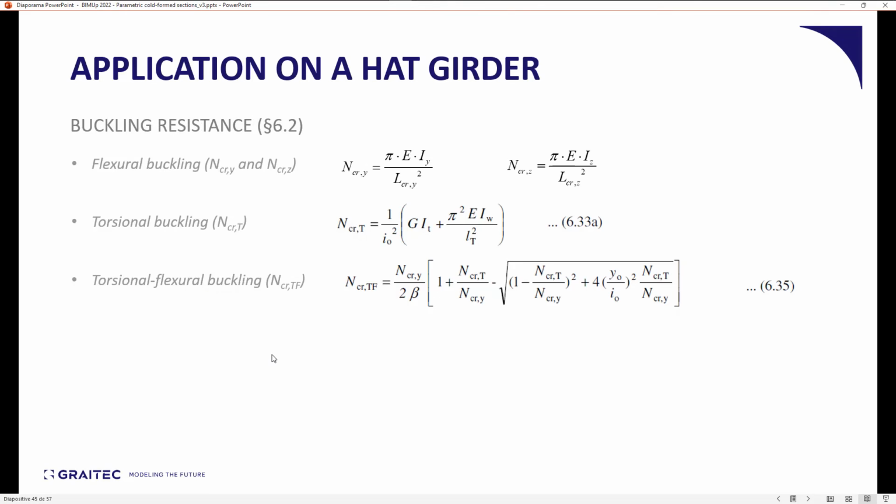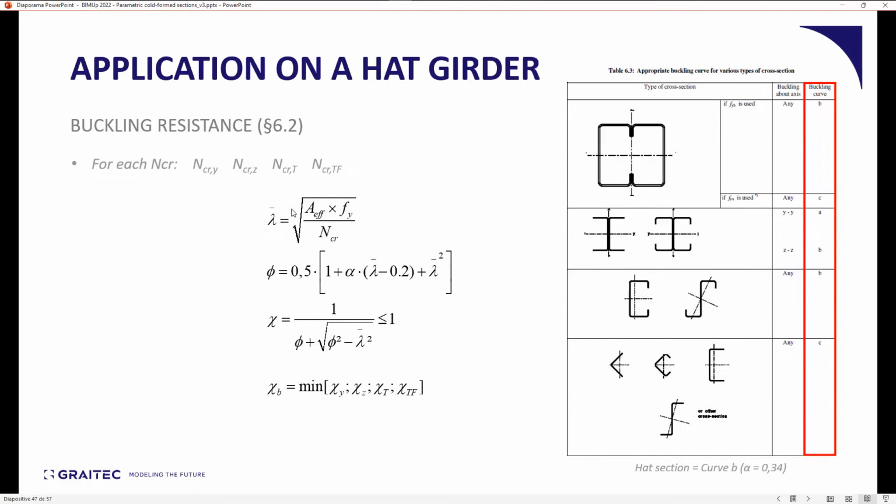Anyway, once you get all that, you can compute the buckling factors. For buckling, there will be 4 of them, because you've got flexural buckling in both directions, about Y and about Z. Then you've got torsional buckling, and then you've got torsional flexural buckling. And for each of these 4, you've got to compute a relative slenderness, then a phi factor, which will involve an alpha parameter. And important information, this alpha parameter depends on the buckling curve you consider.